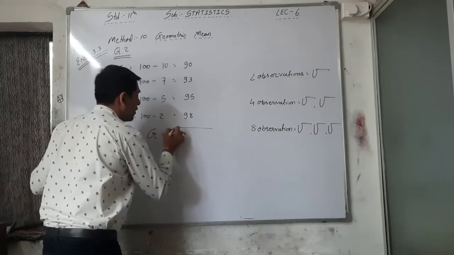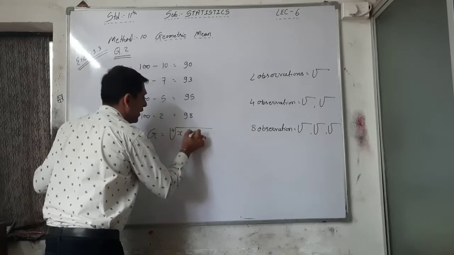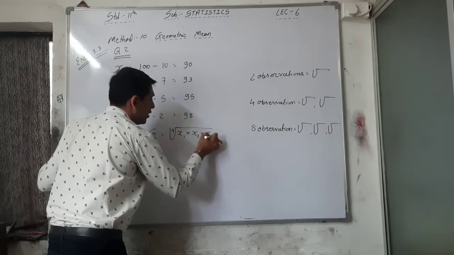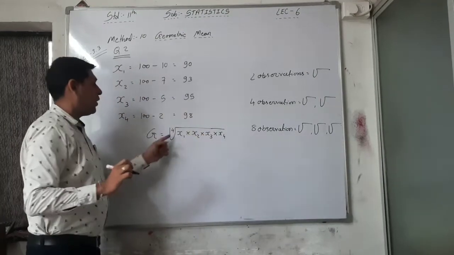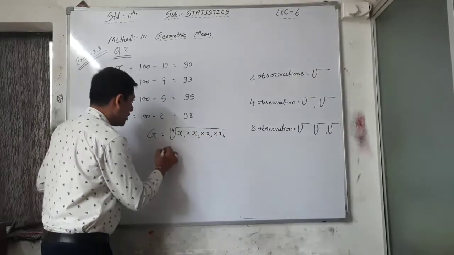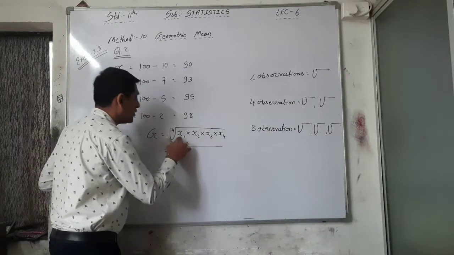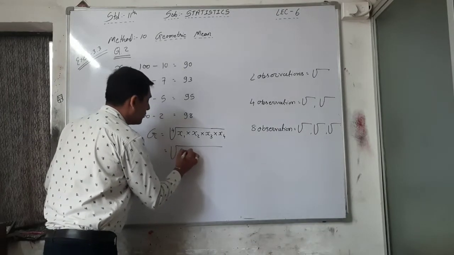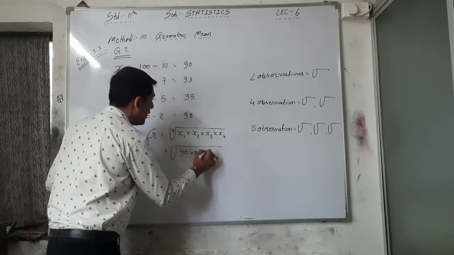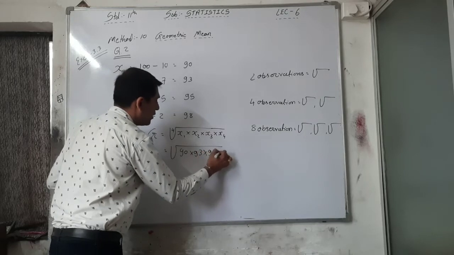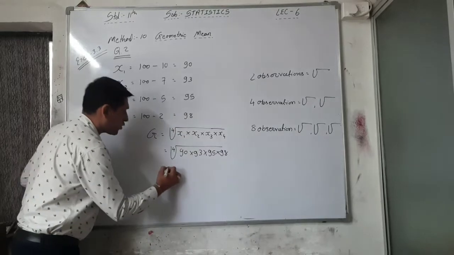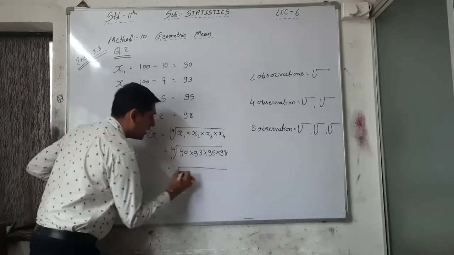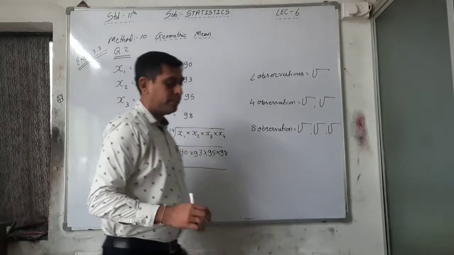What is the formula for that? x1 into x2 into x3 into x4, the multiplication of those 4, and the 4th root. Okay, so now we are writing the original observations. x1 is equal to 90, then 93, then 95, and then 98, and here the 4th root. So first of all we have to find the multiplication, compulsory.